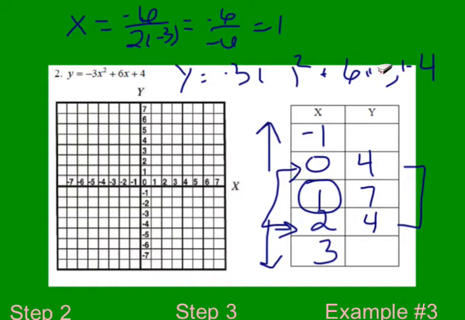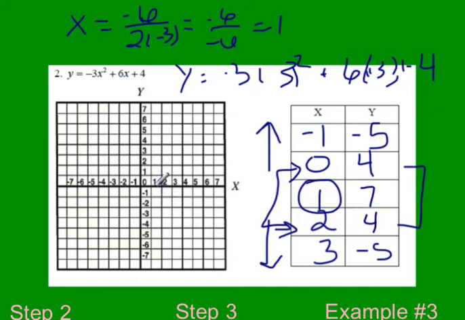So now I'm going to plug in 3. So I have -3 times 3 squared plus 6 times 3 plus 4. And when I do that, I end up getting a negative 5. So that negative 5 is also going to be true for negative 1. So now we need to plot those.